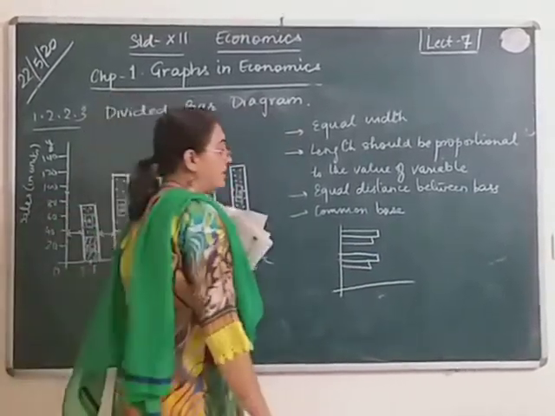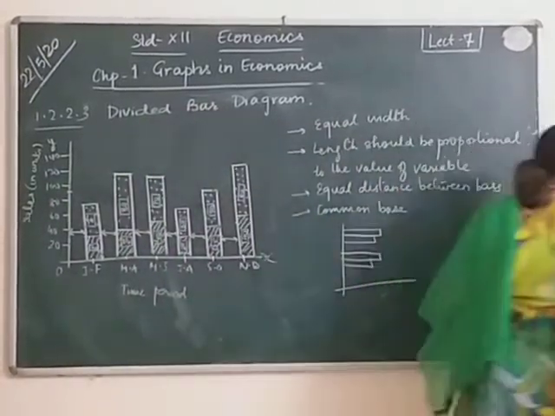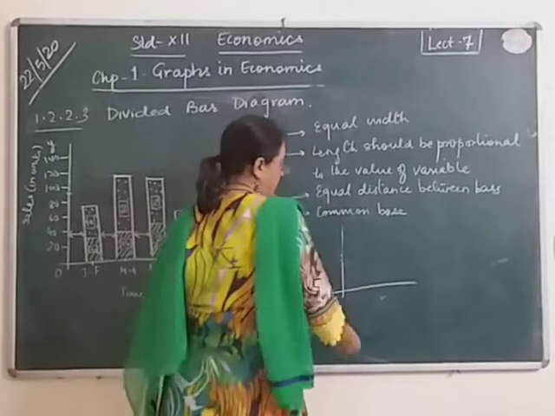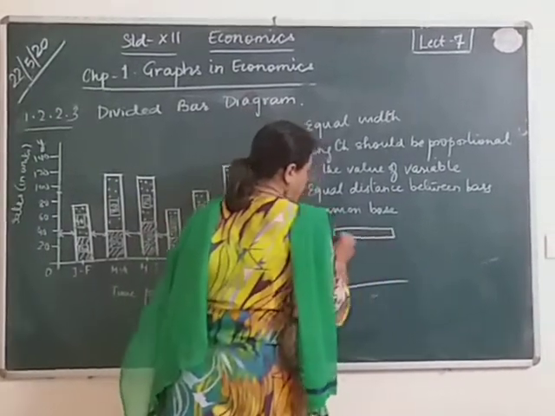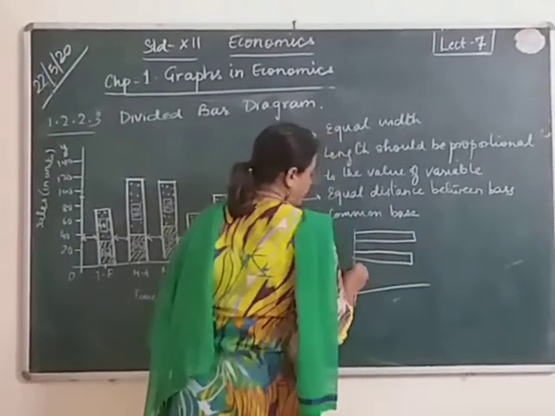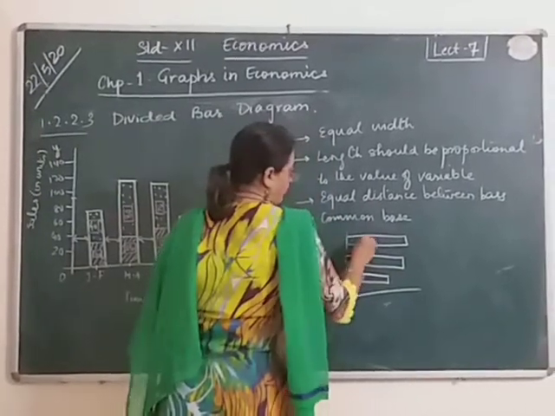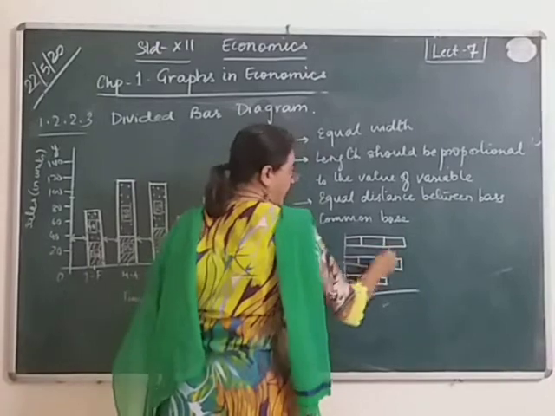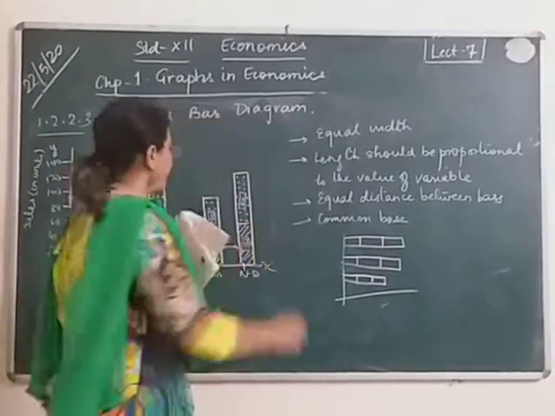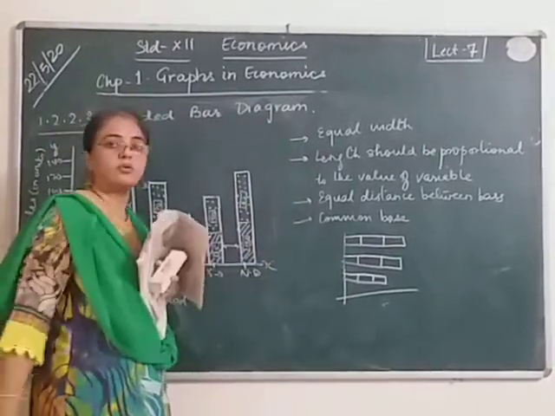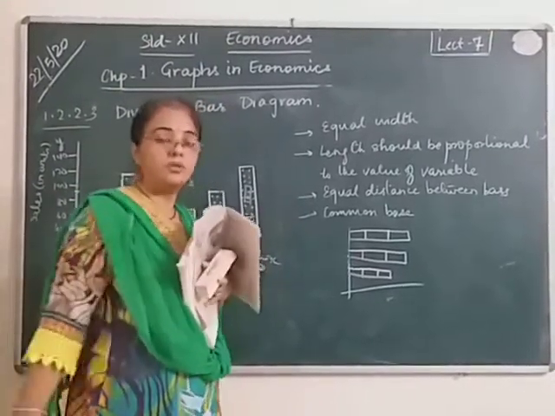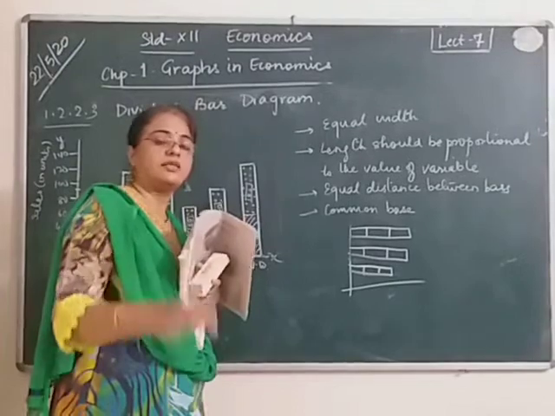Even a divided bar diagram can also be shown horizontally. It can be shown this way. It can be shown like this. This is what they can show. Even they can be divided into three portions. We have taken two divisions. There can be three portions. Suppose they want to show the sales of three different units that they have. A company has got three branches.